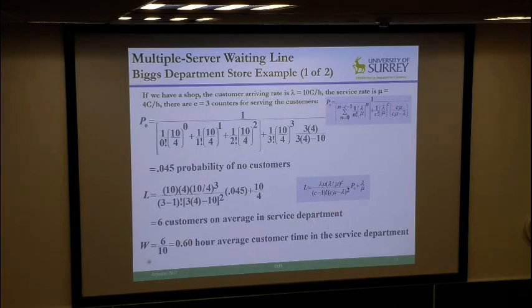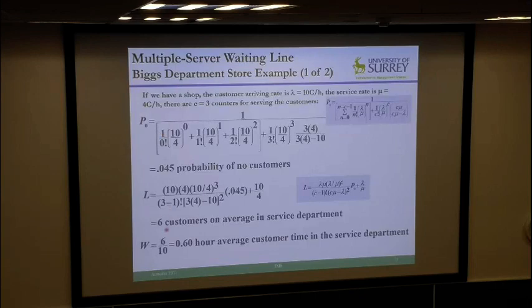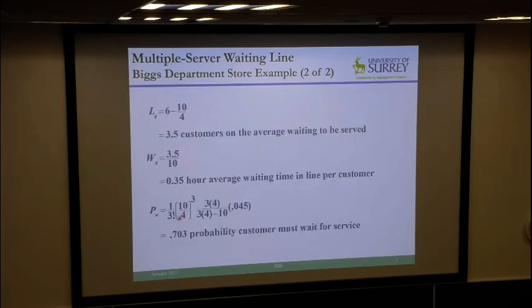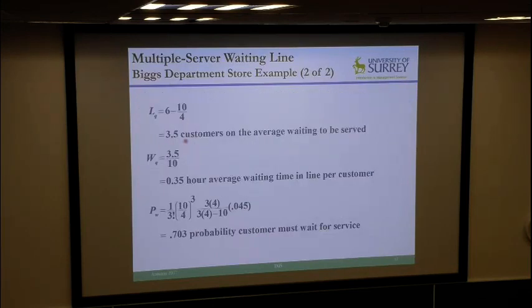If we have calculated all of those, we can keep going. LQ equals L, which we just got as 6, minus LS, which is basically the utilization without considering multiple servers. That's 10, our lambda arrival rate, divided by 4, the service rate for a single server. Then we get 3.5 customers on average waiting to be served.